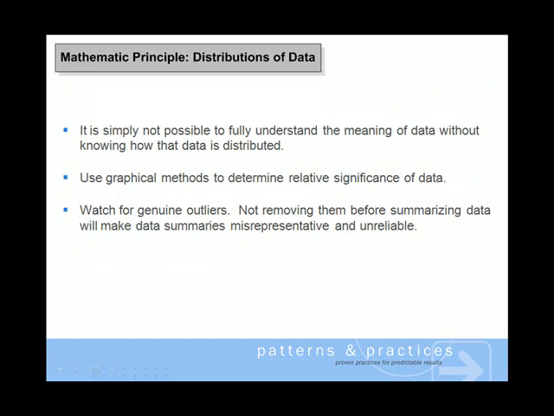This video has given you a brief introduction to two types of data distributions: an expedient graphical method to approximate the degree to which the data conforms to a particular distribution, and a simple way to determine whether or not a data point that seems to be out of place may be treated as a statistical outlier.